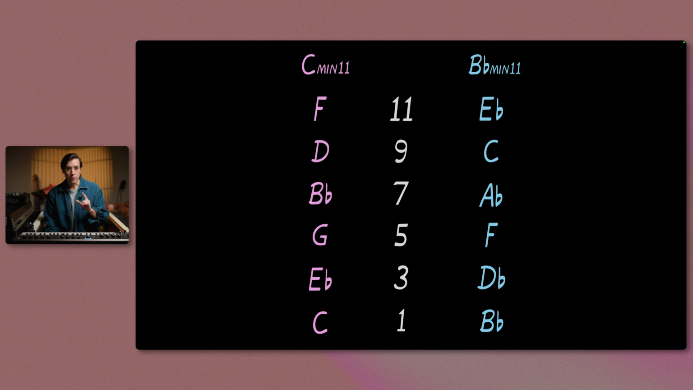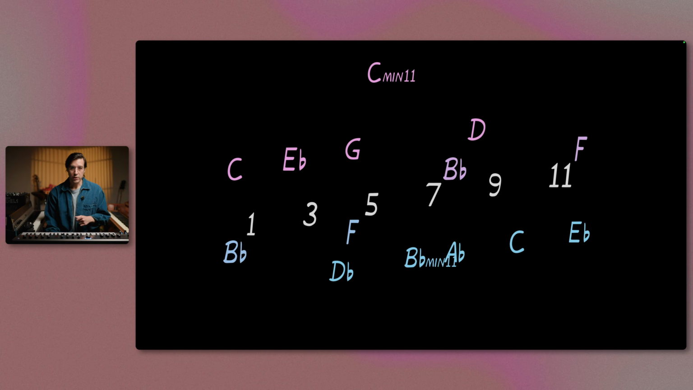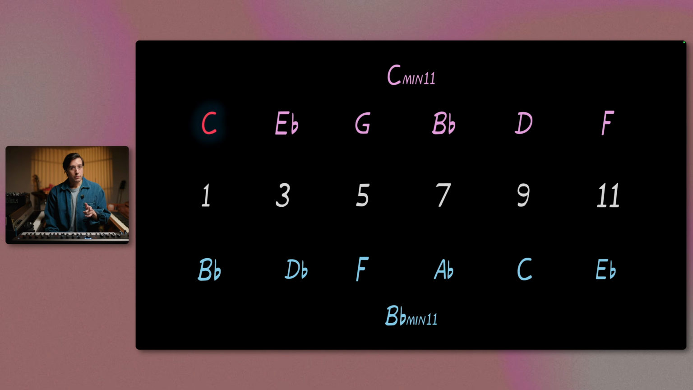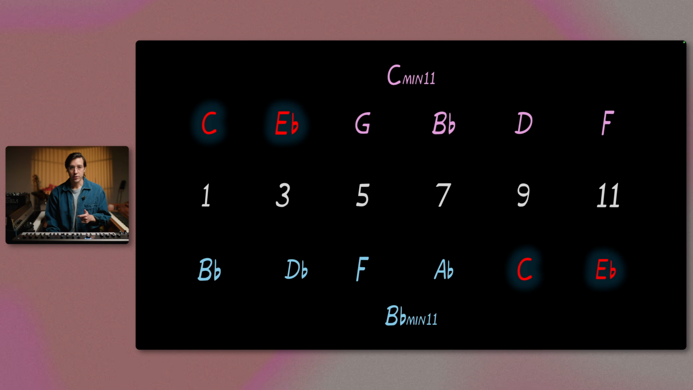To find out which notes are the common tones between our chords, let's flip back to the horizontal realm. C is part of C minor 11 and is also part of B flat minor 11. C is our first common tone. E flat is part of C minor 11 and also part of B flat minor 11. E flat is our second common tone. G is part of C minor 11, but is nowhere to be found in B flat minor 11. G is not a common tone.